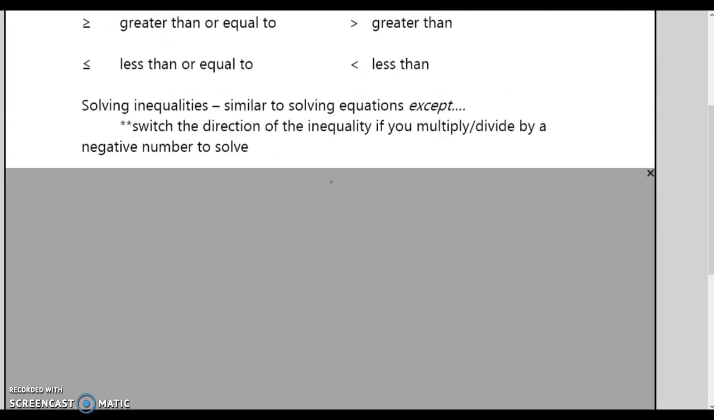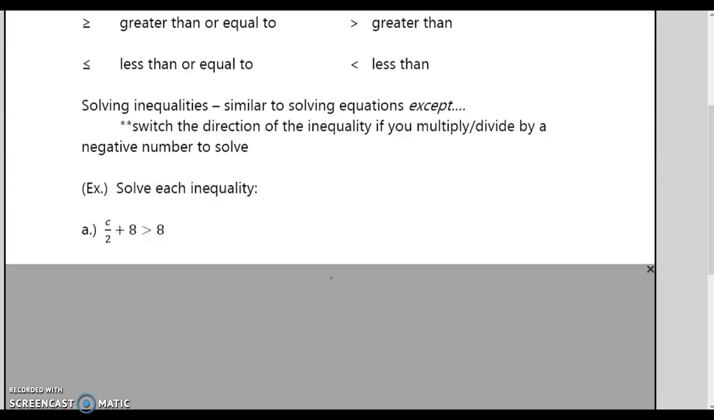When we solve inequalities, it's very similar to solving equations, except for one thing. Whenever we multiply or divide by a negative number in order to solve for the variable, then we switch the direction of the inequality. So if it was greater than or equal to, then it becomes less than or equal to. And we'll look at a couple of examples where that happens.